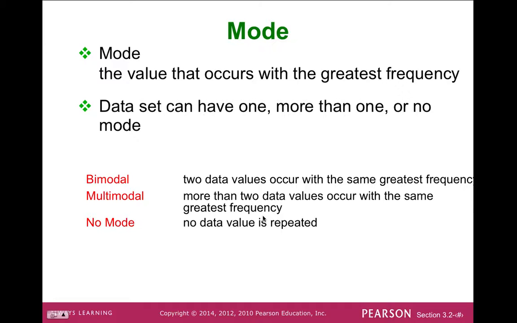If it has two modes, we consider it to be bimodal. If it has more than two, it's considered multimodal. And if it has no data value repeated, then it has no mode.